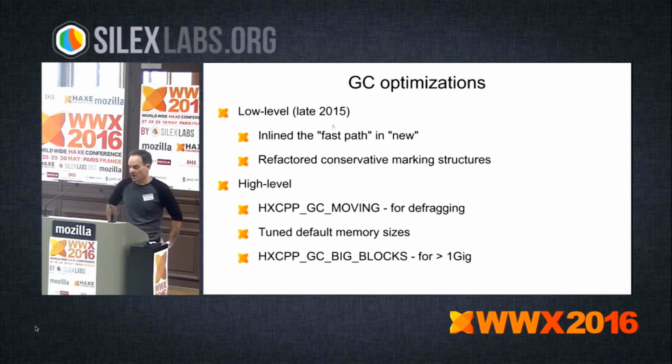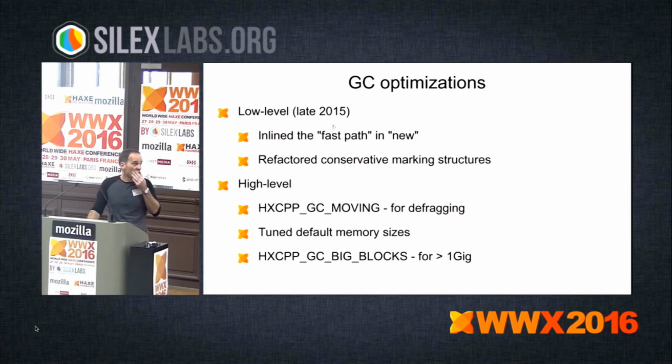On the high level, I've added this GC moving define, and that'll allow for defragging. When you allocate a whole bunch of objects in a row, and you then say every fourth object is needed and all the ones in between aren't needed, you still have a problem where Haxe can't allocate an object that's going to fit in the middle of those objects. So you end up with a whole bunch of free space between the objects that you've retained. Defragging moves all the used objects down to one end of memory and all the holes up to the other end, and therefore increases the amount of contiguous memory that you can allocate into.